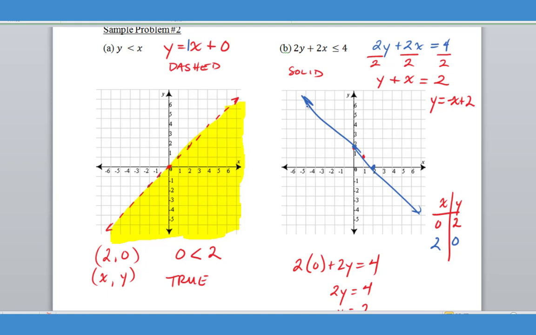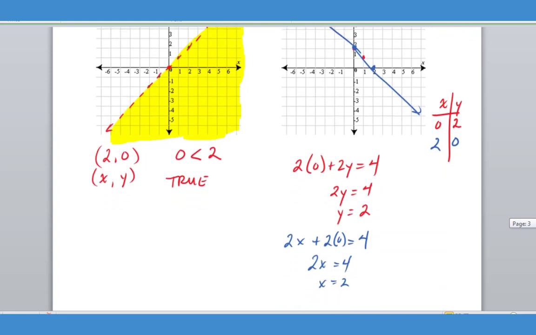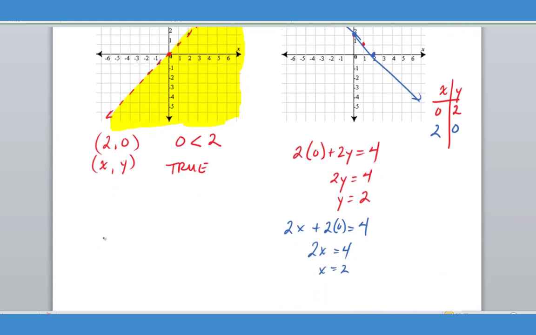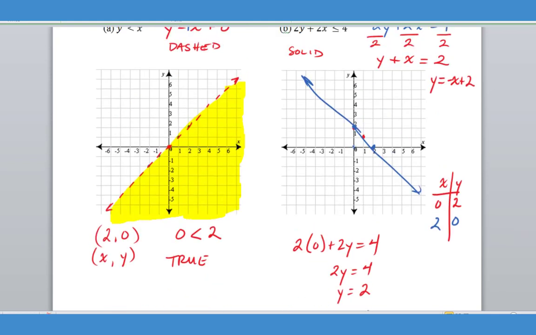So let's move into testing a point. Now we can clearly see that 0, 0 is not on the line, so we're going to test the point 0, 0. I'm just going to use this extra space down here. If I test 0, 0, I'm going to replace the x and the y with 0, and that's going to give me 0 is less than or equal to 4, which is a true statement. And since that is a true statement, it will be part of the shaded region, and you can see that would be our answer.